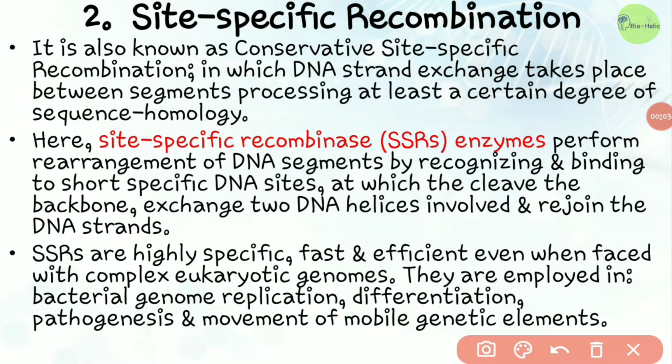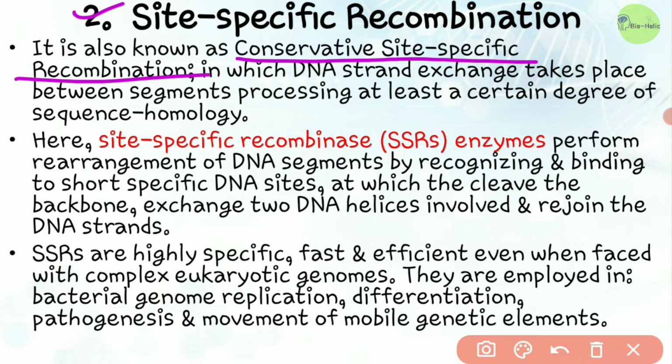Now, the second type of DNA recombination process is site-specific recombination. Site-specific recombination is also known as conservative site-specific recombination. It is a type of genetic recombination in which DNA strand exchange takes place between segments possessing at least a certain degree of sequence homology or common sequence.